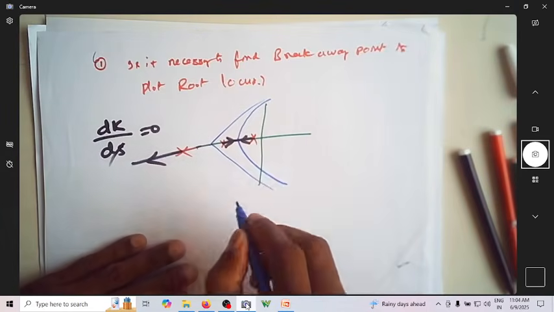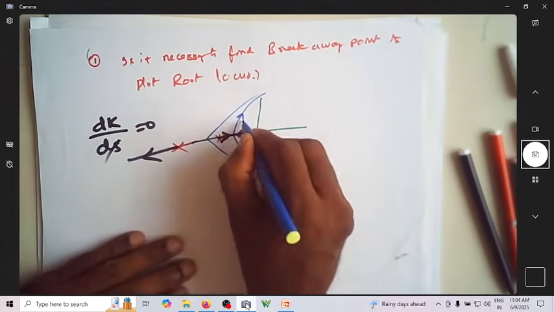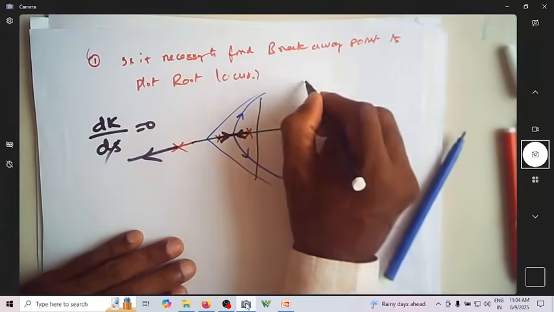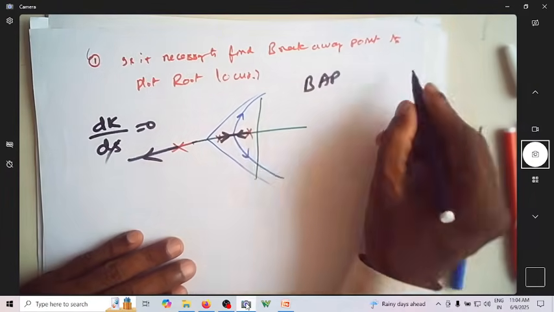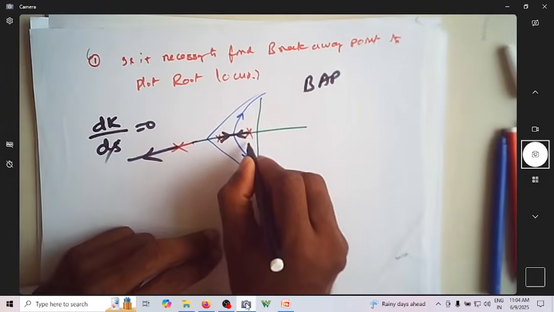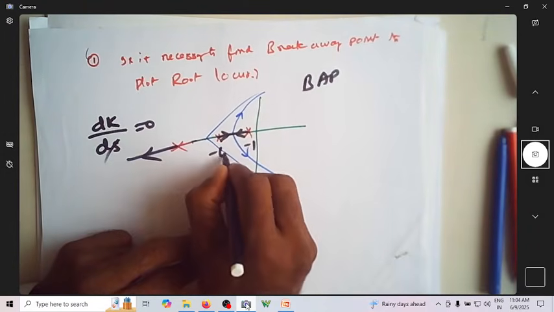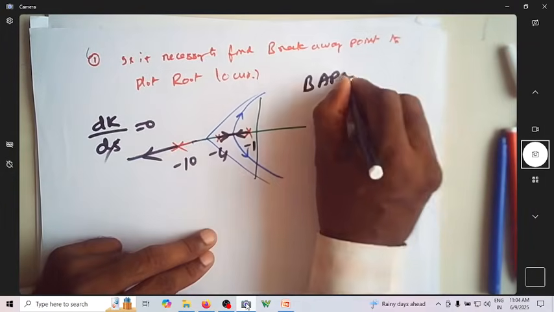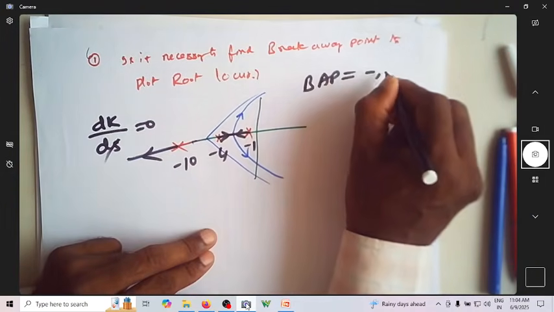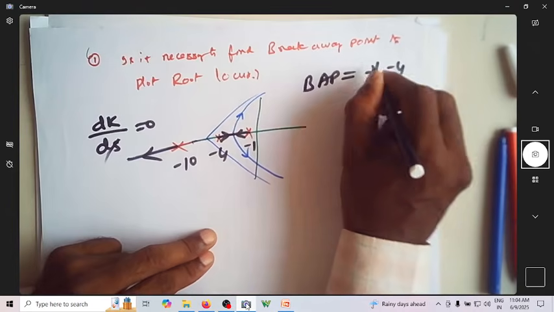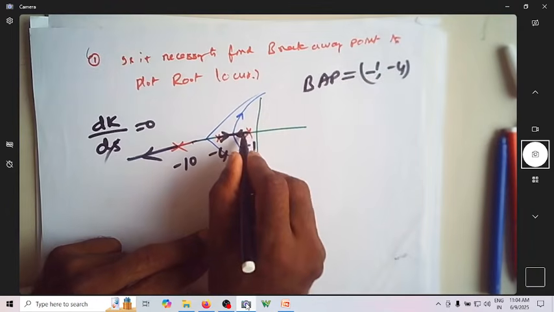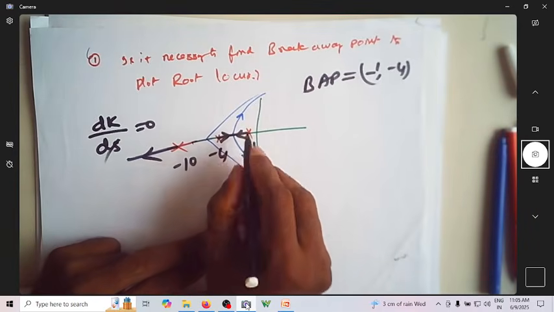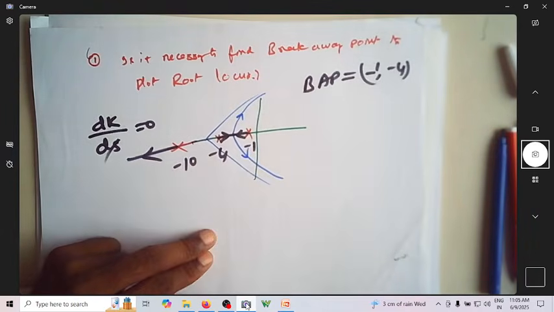So this is the root locus, and we are looking for a breakaway point. Assume that the poles are at -1 and -4, and this one is at -10. We are looking at a breakaway point between -1 and -4. It will be more negative than -1, but less negative than -4. It lies between -1 and -4.